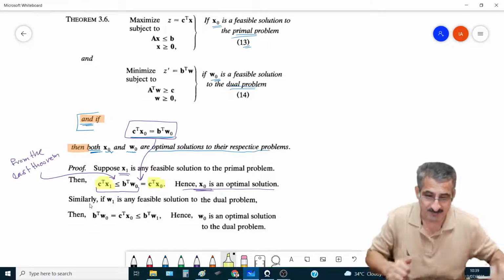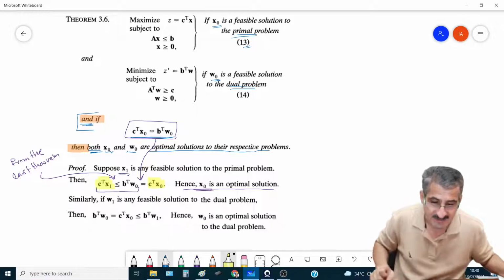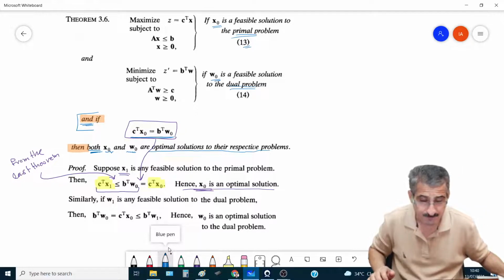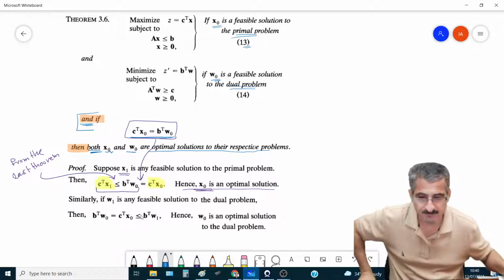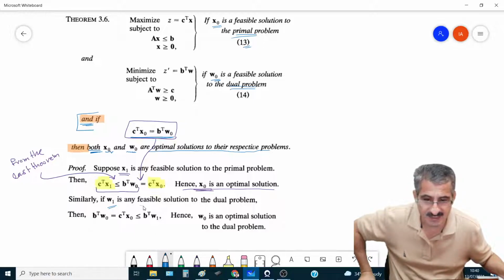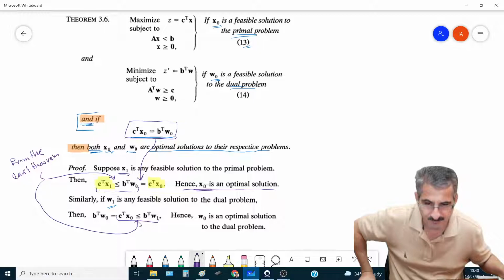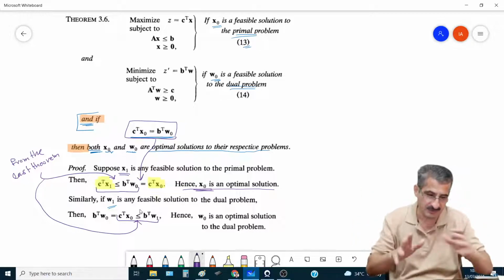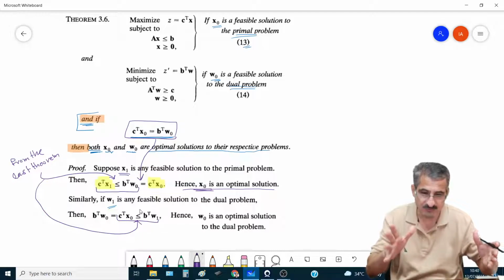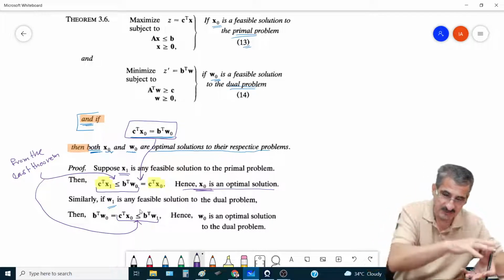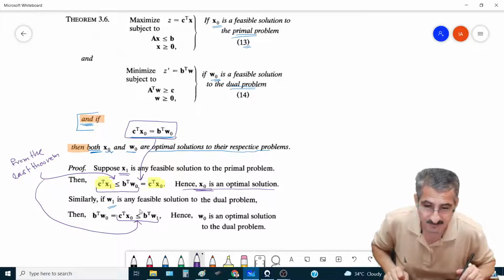Now we do the opposite. We want to show w naught is the optimal solution for the dual problem. It says here, if w1 is any feasible solution to the dual problem, then this thing here must be happening. So let me use this color again and take this away. How do we know that? It is also by the above theorem, because we said the dual is the original problem, and we can consider any one of them to be the dual and the other to be the feasible.